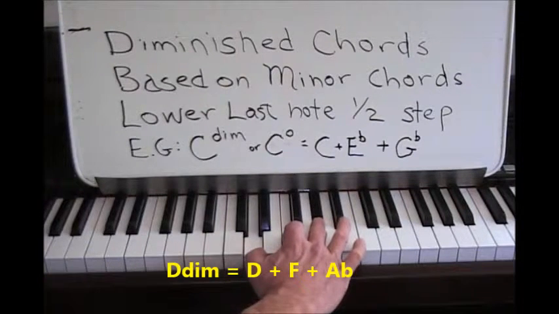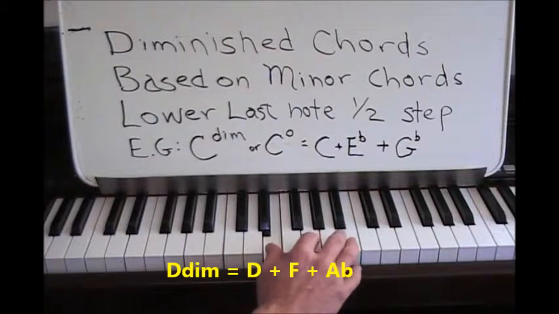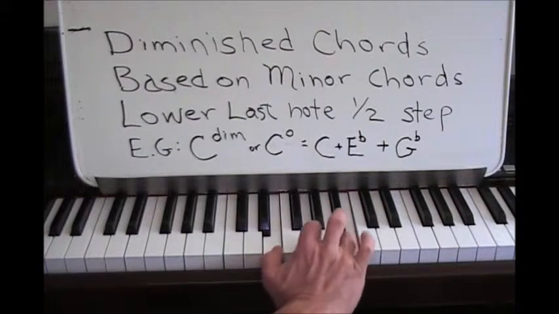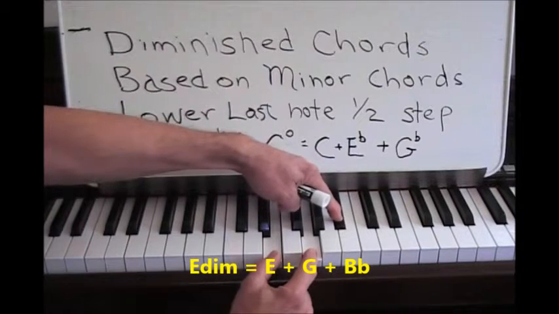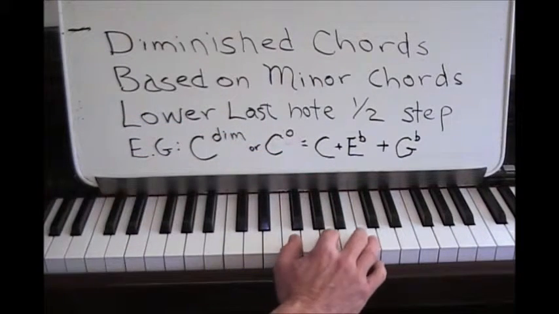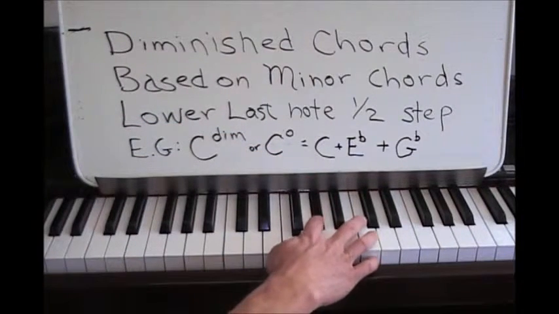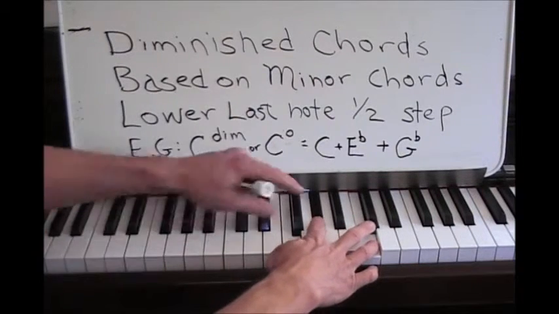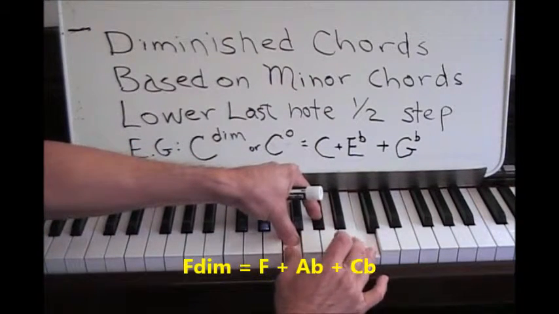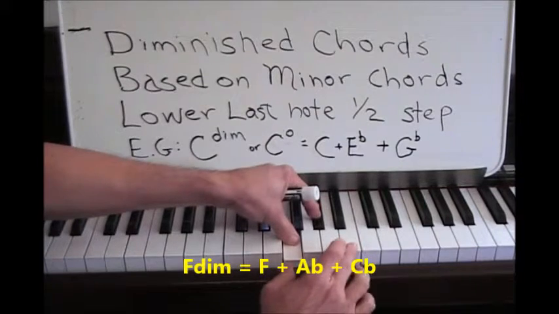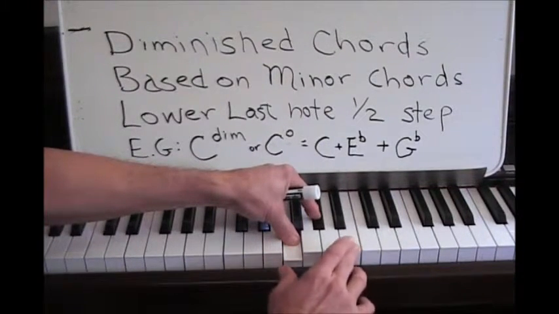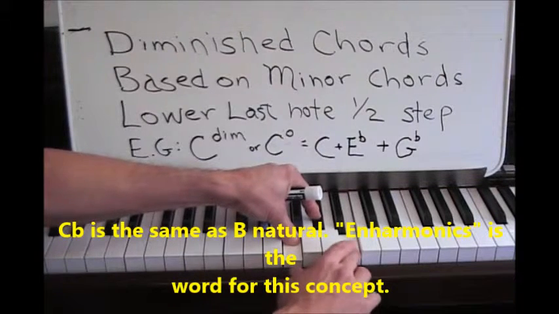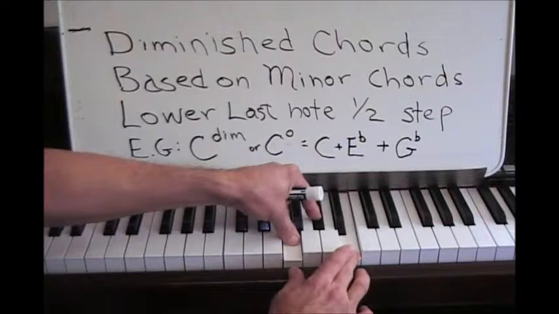E minor would be E, G, B. In order to build the diminished, we lower the last one 1/2 step, so it would be E, G, and B flat. F minor would be F, A flat, and C. So in order to build that, we would lower the C 1/2 step, so it would be F, A flat, and C flat. And of course, notice that C flat ends up being B natural, but we call it C flat so that everything works out with the names of the notes.